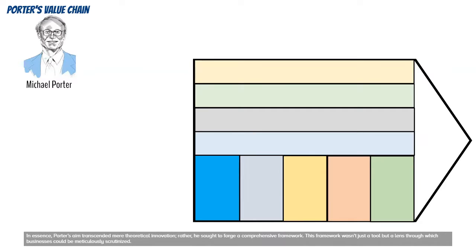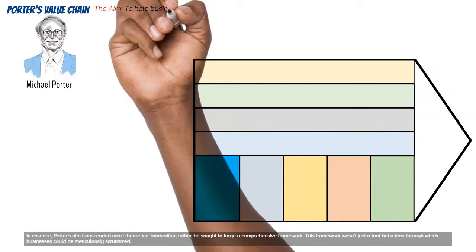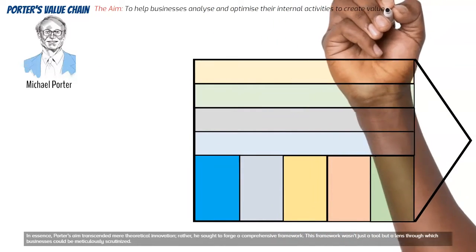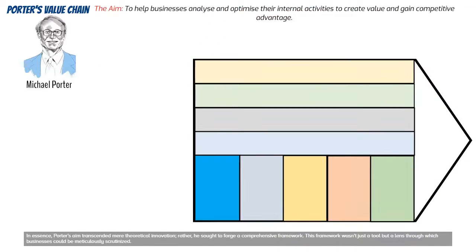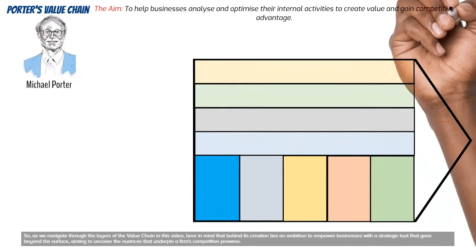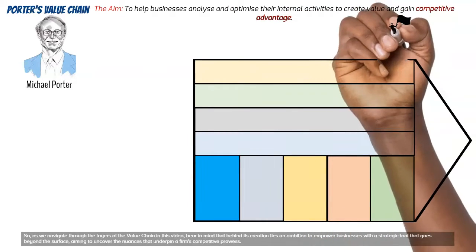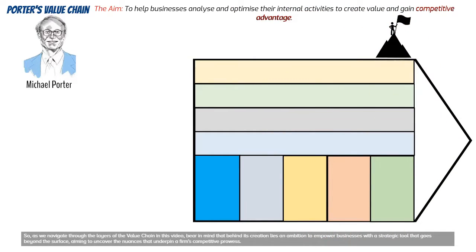In essence, Porter's aim transcended mere theoretical innovation. Rather, he sought to forge a comprehensive framework. This framework wasn't just a tool, but a lens through which businesses could be meticulously scrutinized. As we navigate through the layers of the value chain in this video, bear in mind that behind its creation lies an ambition to empower businesses with a strategic tool that goes beyond the surface, aiming to uncover the nuances that underpin a firm's competitive prowess.